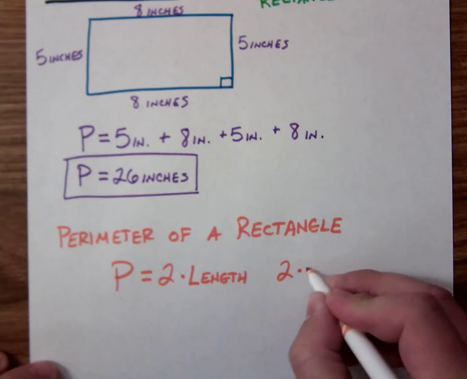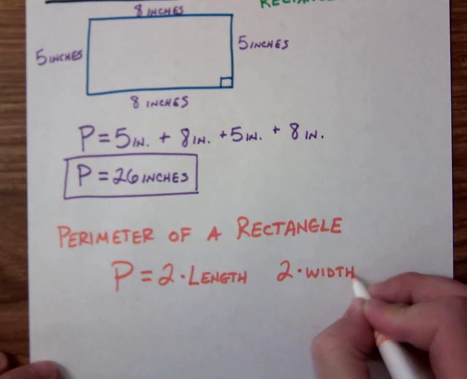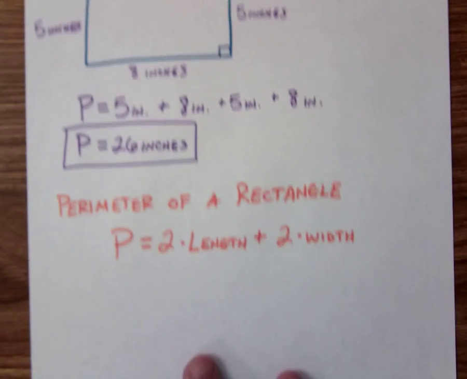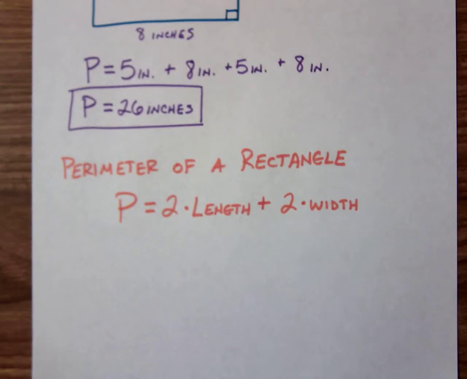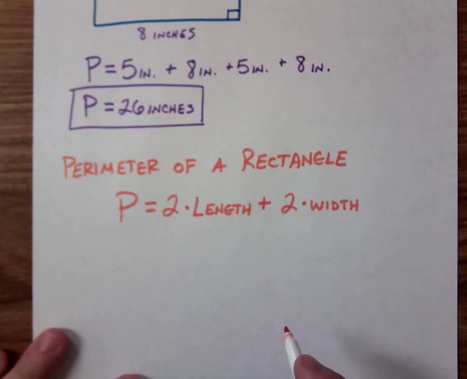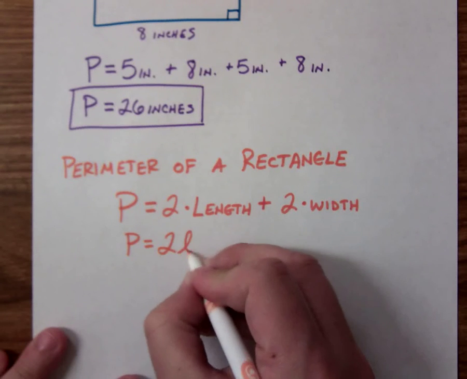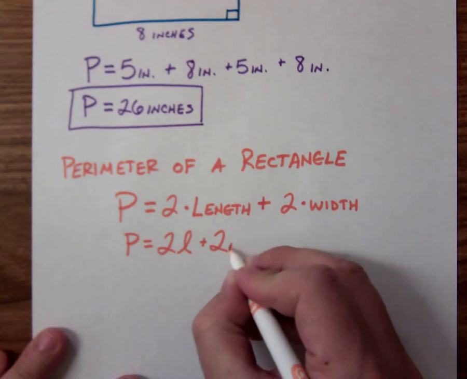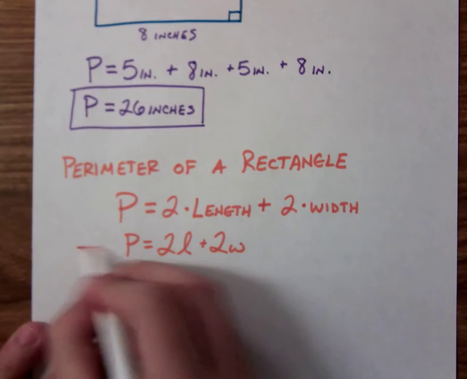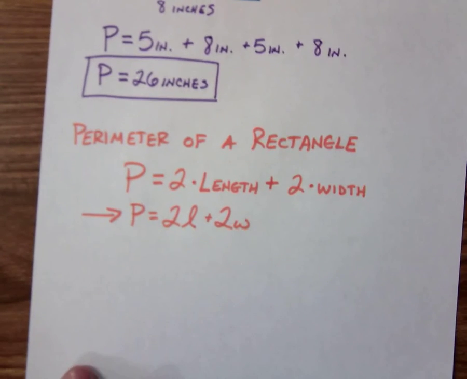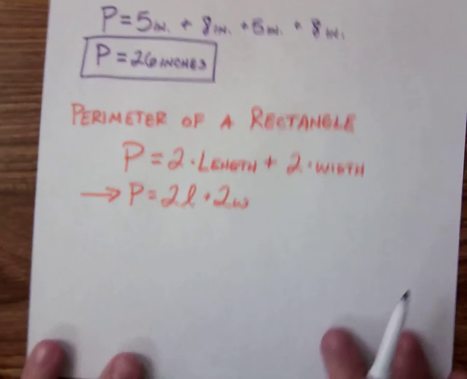So 2 times the width of a rectangle. And if I find the sum of those 2 numbers, 2 times the length plus 2 times the width, that should give me the perimeter of the rectangle. Usually when you write the formula, we don't write out the words length and width because it takes a long time. So you might see this abbreviated as 2 and then lowercase l plus 2 lowercase w. And this right here is the formula for the perimeter of a rectangle. There's nothing wrong with finding all 4 sides and adding them up like we did originally, but if we can save ourselves the trouble of having to do some extra work, let's do it.